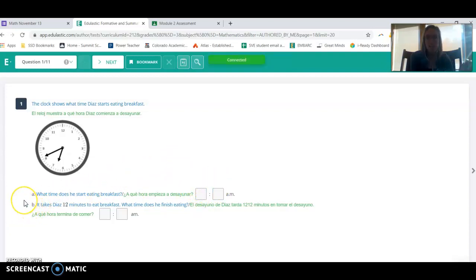B. It takes Diaz 12 minutes to eat breakfast. What time does he finish eating? Your hour goes here, your minutes go here. Remember to pay close attention to your clock. See where your hour hand is pointing and your minute hand is pointing.